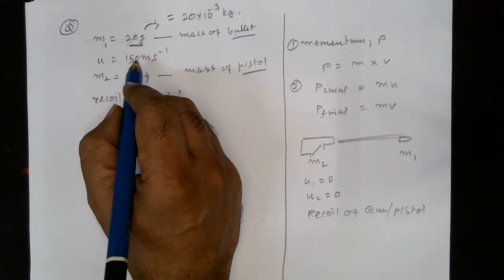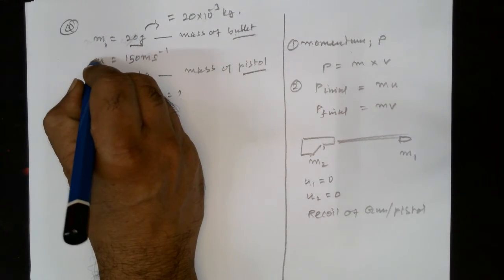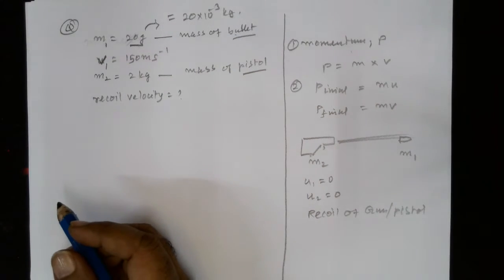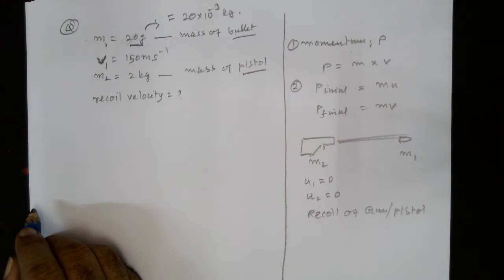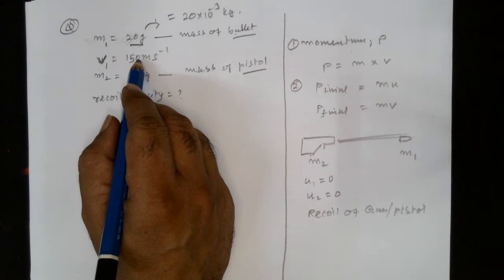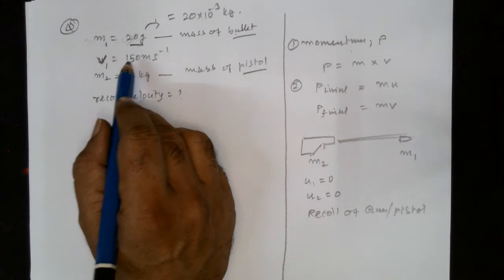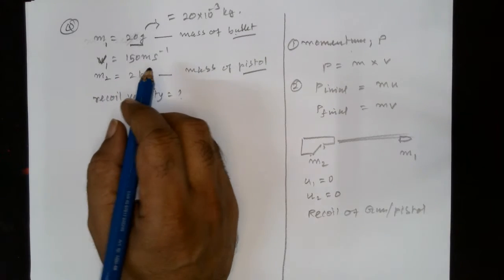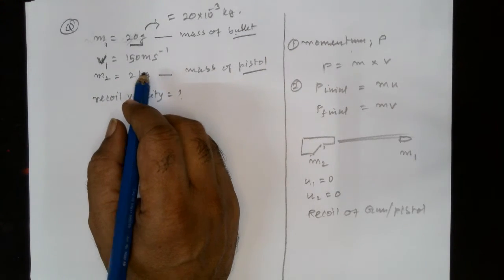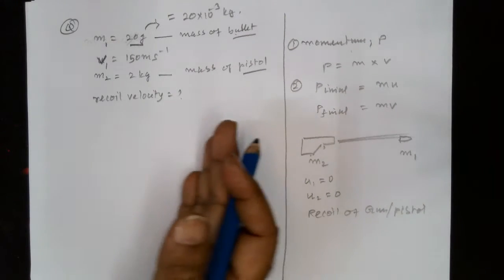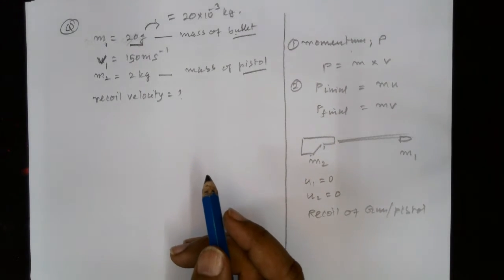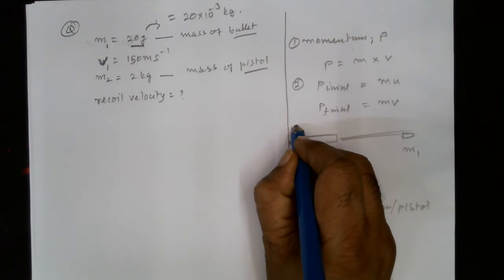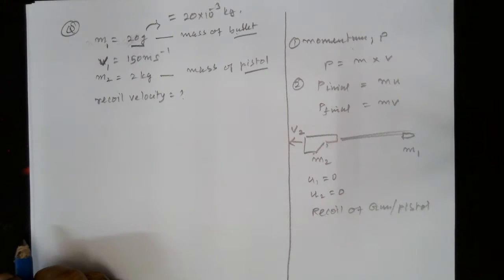So here, what is the velocity? Actually, it is not initial velocity because it is fired. So V1 is the final velocity of the bullet once it is fired. So it is traveling at 150 meter per second. Now we are talking about the recoil of the pistol. Recoil velocity means it will move like this. We are talking about this one. So V2 is to be found out.